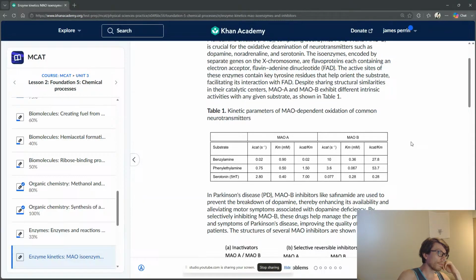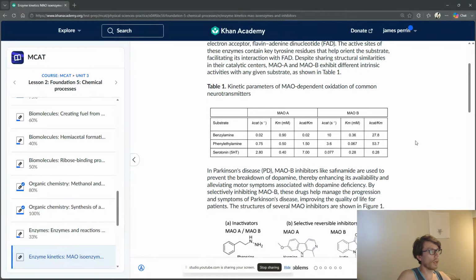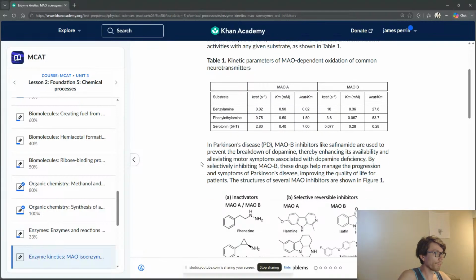Kinetic parameters of MAO-dependent oxidation of common neurotransmitters. Yes, kcat, Km. Wow. Okay, benzylamine, phenylethylamine, serotonin, 5-HT.